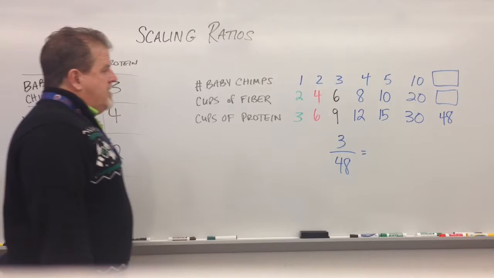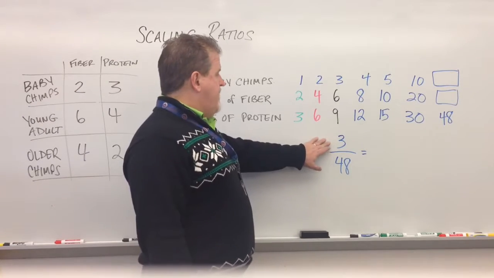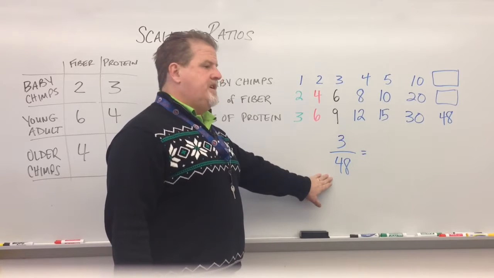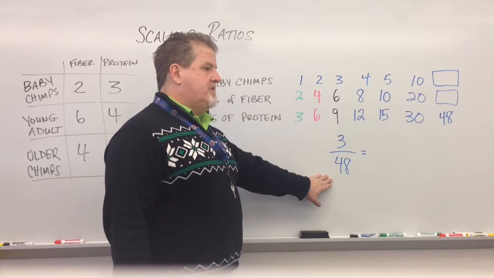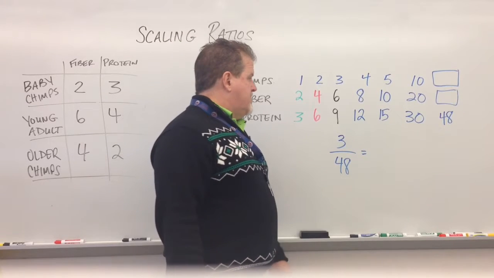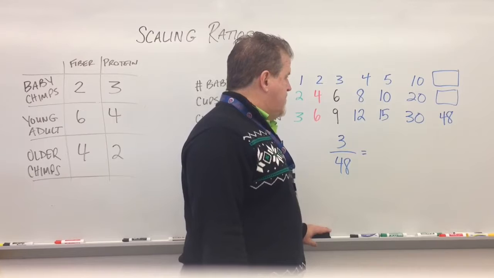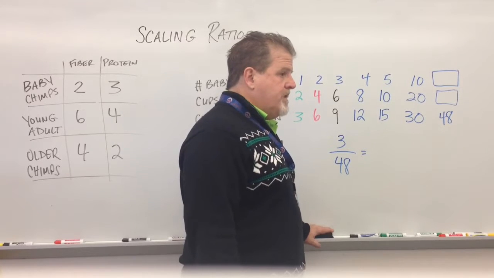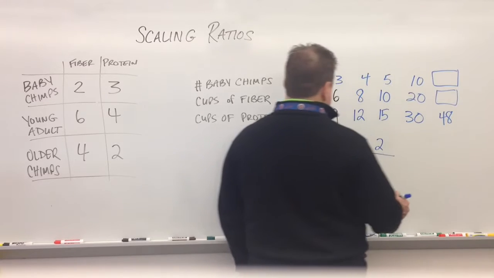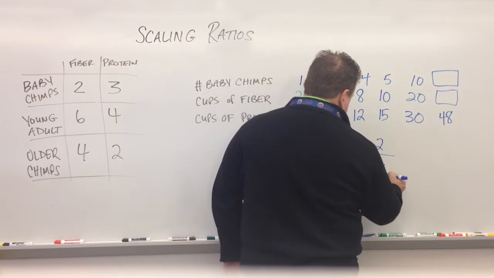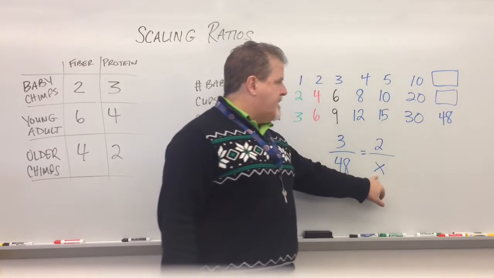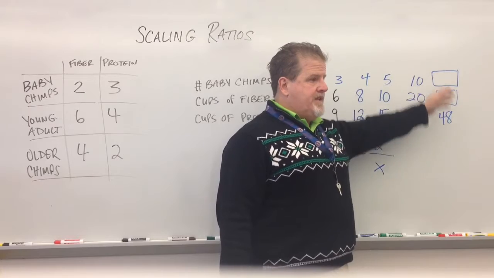Yeah. Well, what do you think? You have, here you have cups of protein for 1 chimp and cups of protein for 48 chimps. Okay. And then you need to do, I can't remember what to do. You could say, I think you said 2 first. You could say 2 cups of high fiber for 1 chimp. And then this would have to be the cups of high fiber. This would be this missing piece right here. The cups of high fiber for however many chimps.